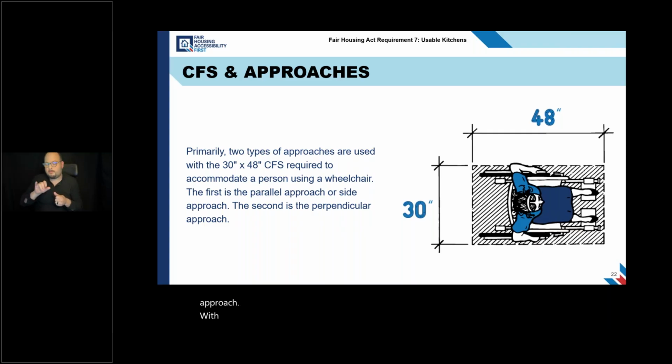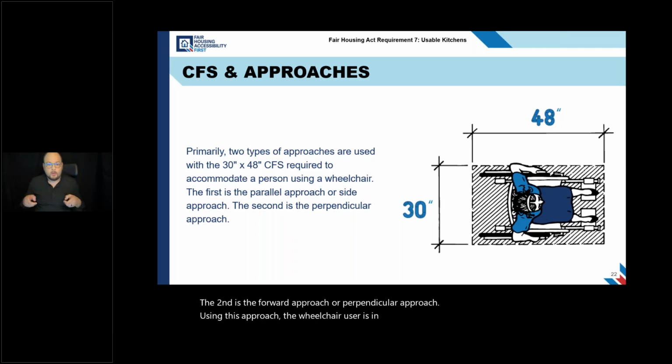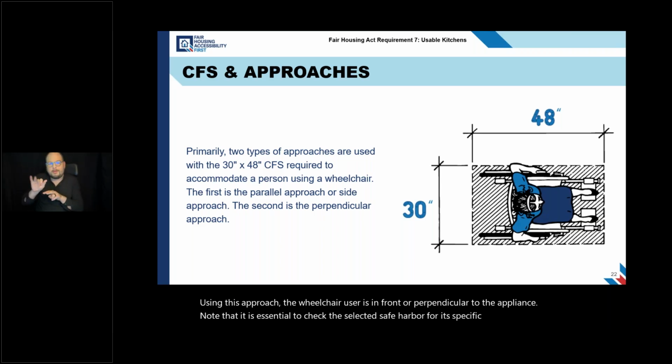With this approach, the user is parallel to the appliance, which is at the side of the wheelchair. The second is the forward approach or perpendicular approach. Using this approach, the wheelchair user is in front or perpendicular to the appliance. Note that it is essential to check the selected safe harbor for its specific measurement.